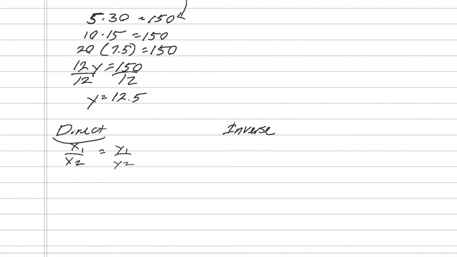In inverse variation, it's a little bit different because you get x1 over x2 is equal to y2 over y1. Those aren't exponents, those are subscripts. So it's a slightly different alignment of the values, and you notice how we just flipped over this fraction from what we've been doing with direct variation. So we're going to use that in solving a few problems. And here we go.